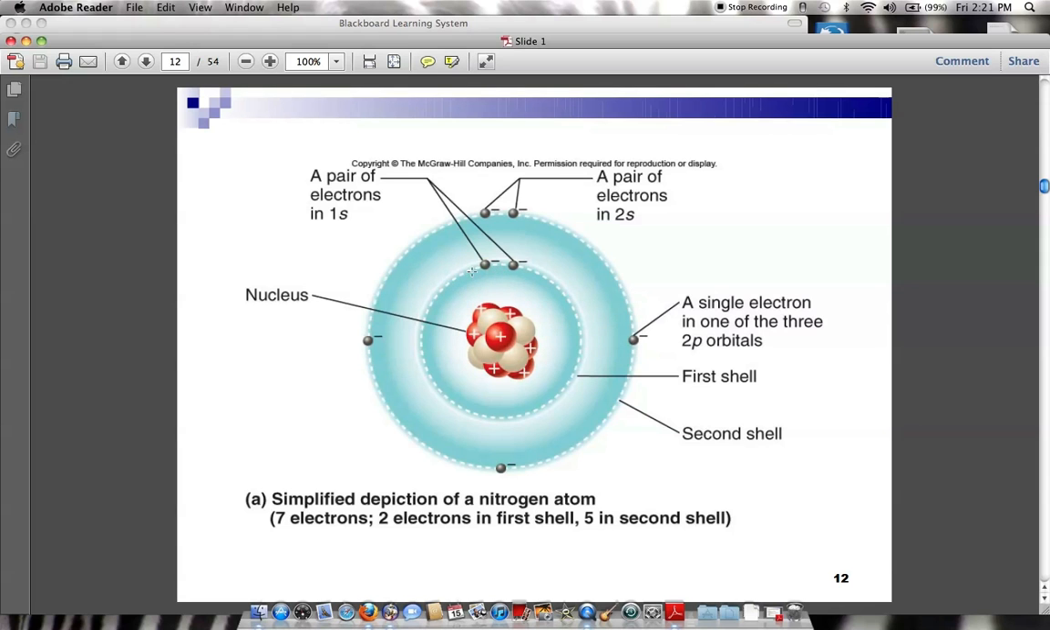So for instance, nitrogen has 7 electrons spinning around outside of the nucleus. It will fill its first energy level with 2, because that's the maximum number that it can have. And then we go out to the next energy level, and there's a maximum of 8 electrons that will fill that outer energy level or outer shell.